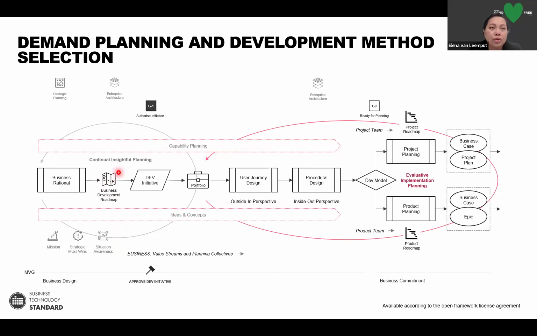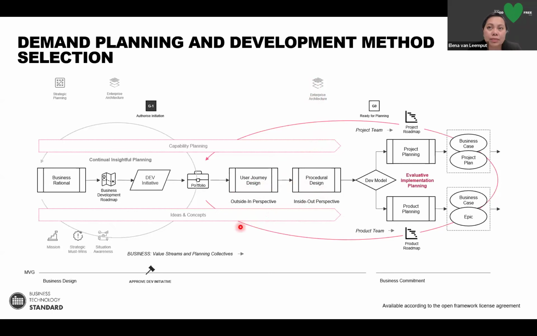They both go through certain processes. You go through the business rationale. This is continuous insight planning. So you would create a business development roadmap and then come up with the development initiatives, which then input to the portfolio as needed. Here it's also important to mention that you have an outside-in perspective and an inside-out perspective, both using the user journey design and procedural design, for example. Enterprise architecture is done at this phase. And as I showed with the AI, this is also where generative AI can help in these processes.